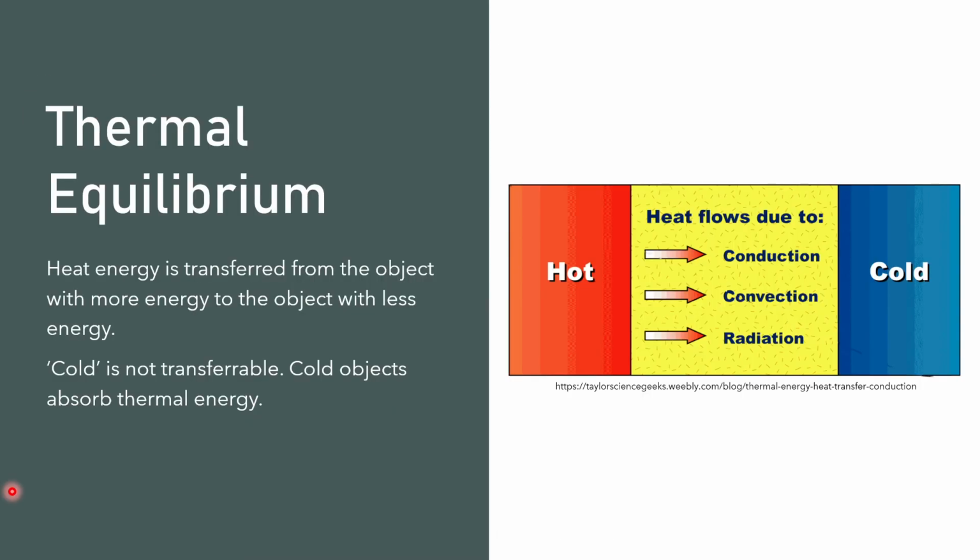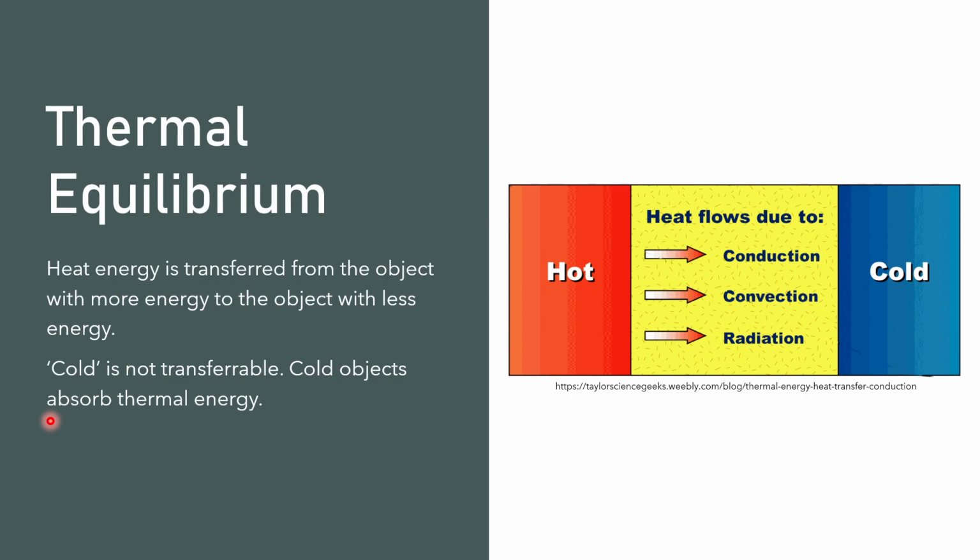Another concept that I want to cover today is the idea of thermal equilibrium. Essentially, when we're looking at thermal equilibrium, we're focusing on the transfer of heat energy to an object with less heat energy. In other words, heat always flows to a colder place. And that can be done through conduction, convection, and radiation, concepts that we will be going through in more detail shortly. Something that's really important and a misconception that we don't want to hold is the idea that cold is transferable. Cold is not transferable. Cold objects will absorb thermal energy from hotter objects, but you can't transfer cold into an object.